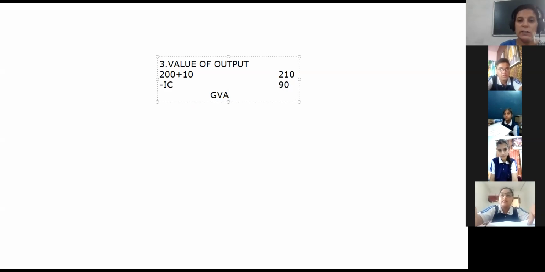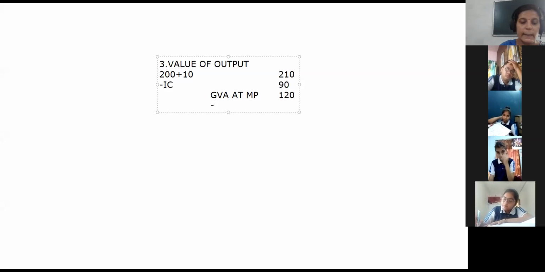So this is now our GVA at MP. यहाँ पे जरा, this is GVA at MP and market price, and this is as 120 जो मेरा subtract करके आया. Okay, now from this GVA at MP, what I will do, I will subtract depreciation. कितना है depreciation? देखिए यहाँ पे given है. No, depreciation is not given, so we will take it as 0. 0 हम इसको assume कर लेंगे.